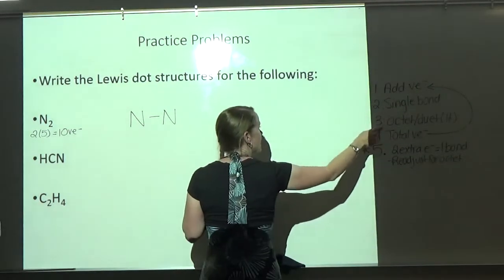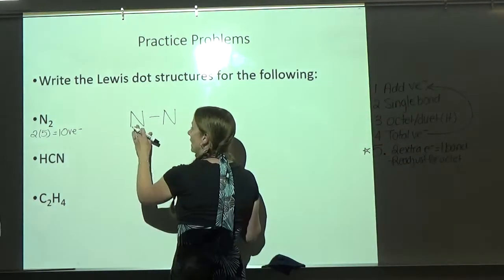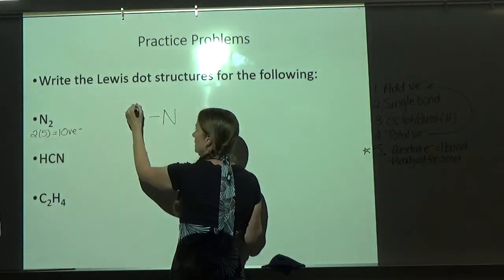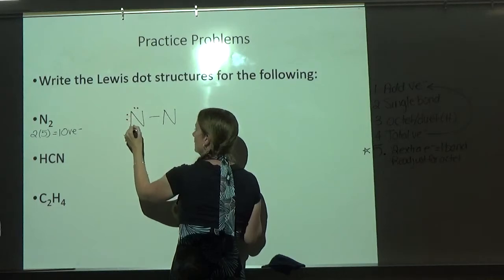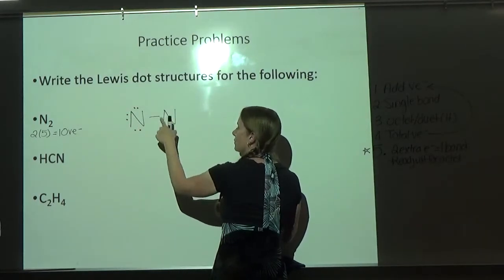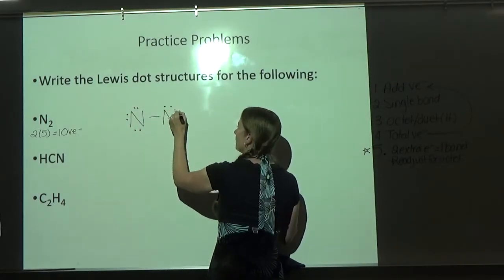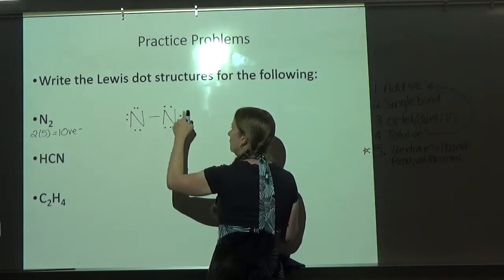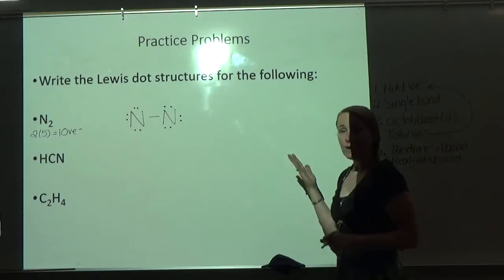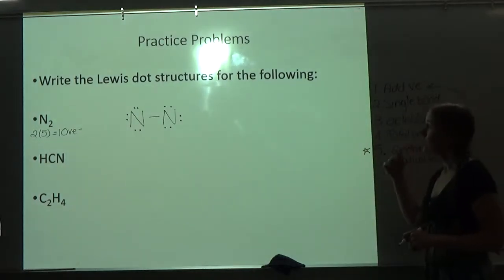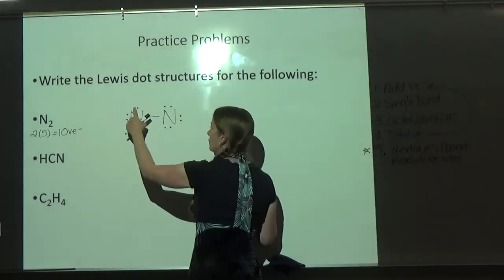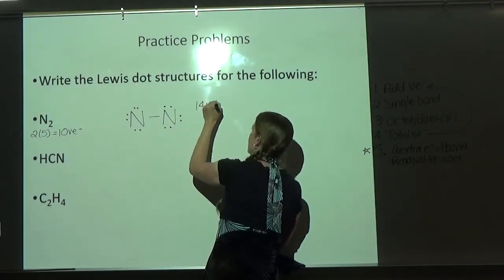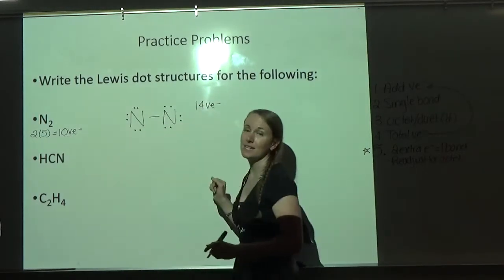Alright, so step 3 is octet and duet rule. So nitrogen follows the octet rule. So right now it has 2 electrons, so it needs 6 more. And this one has 2 electrons, so it needs 6 more. So see, now they both have an octet. 2, 4, 6, 8 for that one, 2, 4, 6, 8. So I go to step 4 and check my total. So I have 2, 4, 6, 8, 10, 12, 14 electrons. I'm only allowed to have 10.